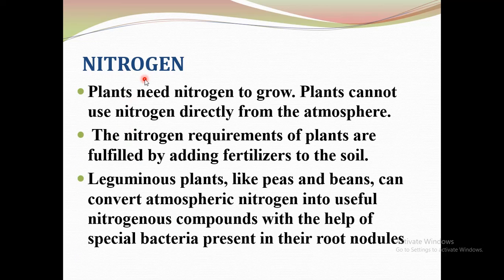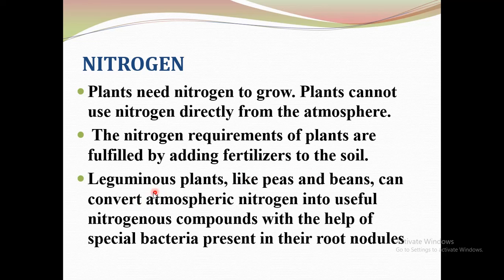Now, what is the importance of nitrogen to living organisms? First, plants need nitrogen to grow. For the growth of plants, nitrogen is very important. Plants cannot use nitrogen directly from the atmosphere. Although there is about 78% nitrogen, plants cannot use it directly from the atmosphere. So the nitrogen requirement of plants is fulfilled by adding fertilizers to the soil.